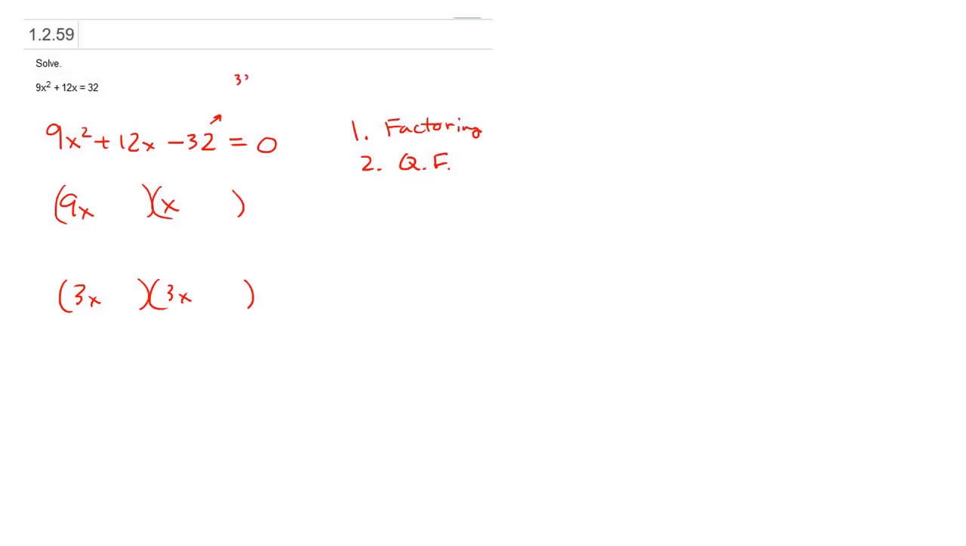1 and 32, of course. 16 and 2. Let's see, 3. Can I get a 3 out of it? No. 4. Yeah, 4 and 8. So now the question is, is there any way that I can do this so I get a positive 12 in the middle? Positive 12 in the middle. 18.